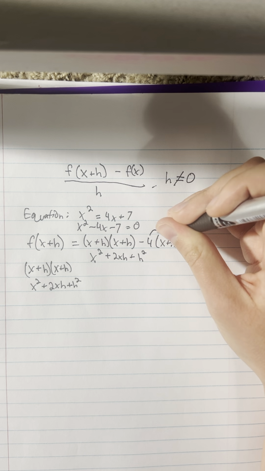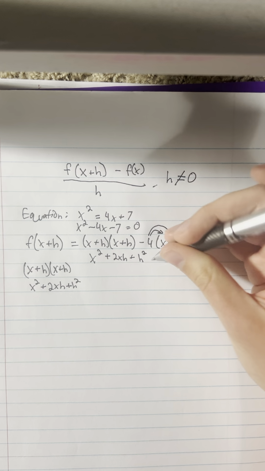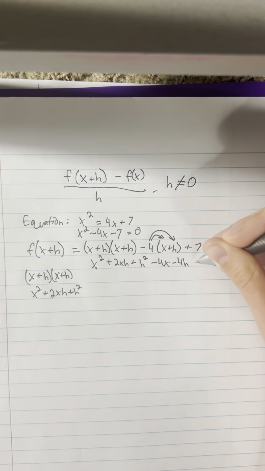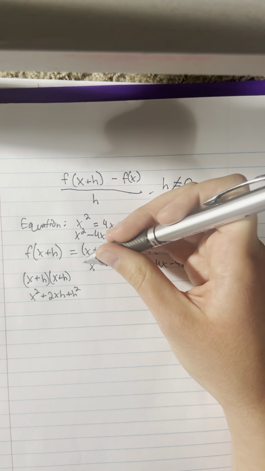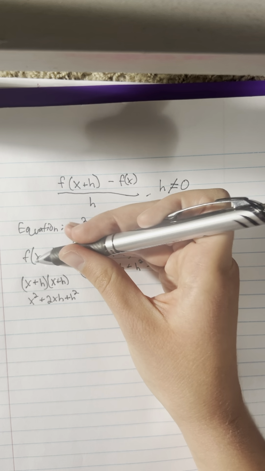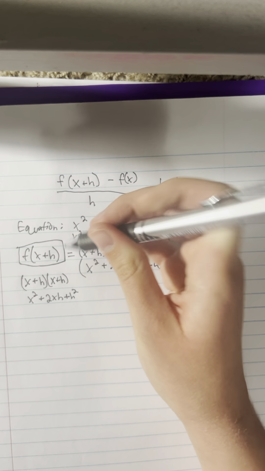So now let's distribute this one here. So now we have minus 4x minus 4h, and then a plus 7. So this whole thing is this right here.